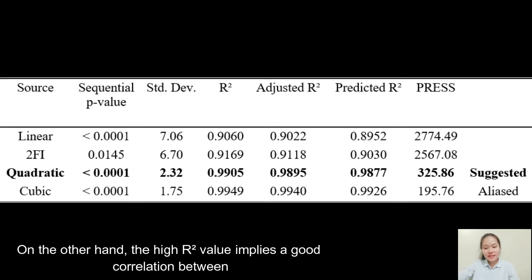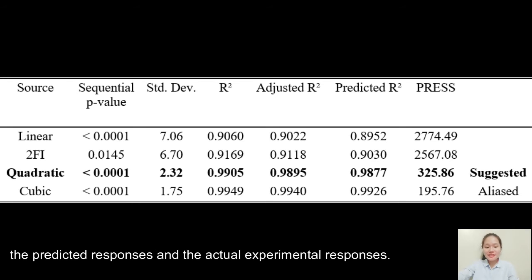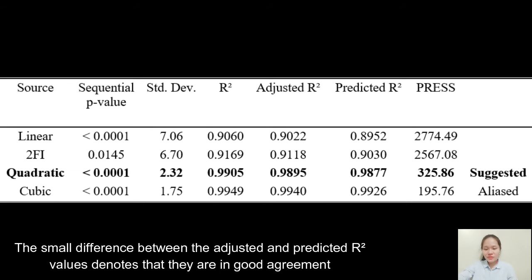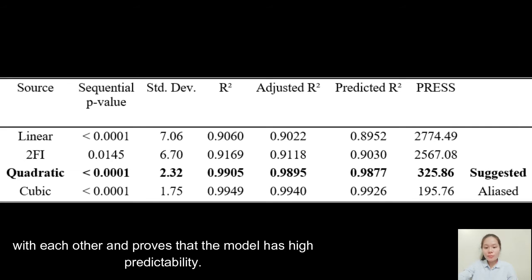On the other hand, the high R-square value implies a good correlation between the predicted response and the actual experimental response. Based on calculation, the difference between the adjusted and predicted R-square value is 0.0018, which is within the desired range of 0.2. The small difference between the adjusted and predicted R-square values denotes that they are in good agreement with each other and prove that the model has high predictability.